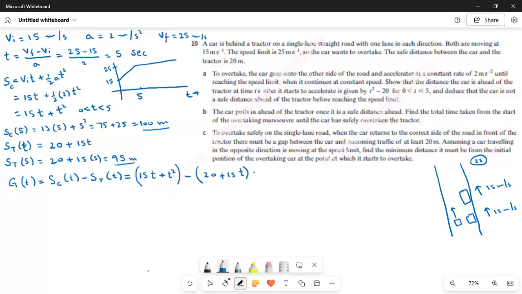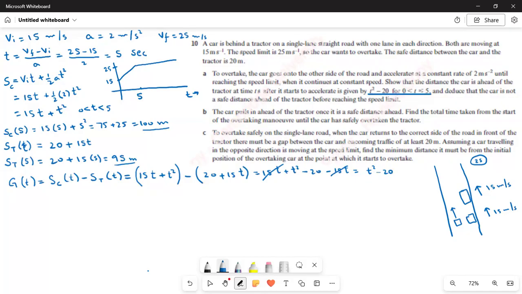So if I rearrange this, it is 15t plus t square minus 20 and minus 15t. So you can see 15t cancelled with minus 15t, and I have only t squared minus 20 meters. This is the distance between the two vehicles. This is what we have to prove, that the spacing is t square minus 20 for the first 5 seconds.